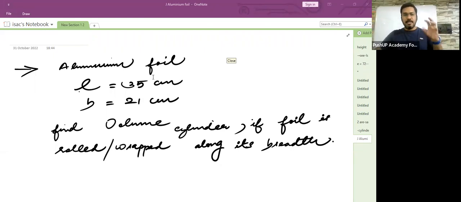Caitlin, just take a fraction. Take it in the fraction form. Don't find the decimal value. Roll it and show that, along the breadth.